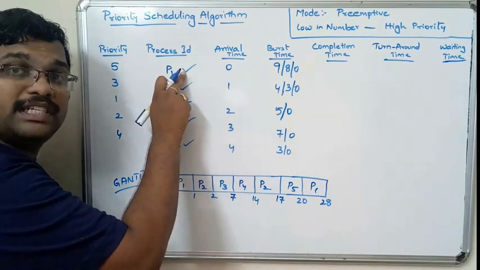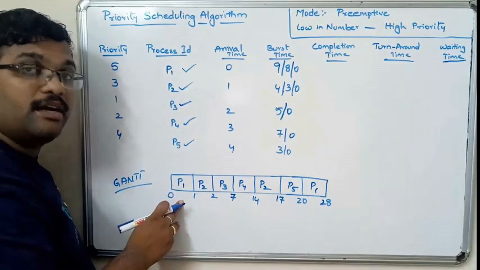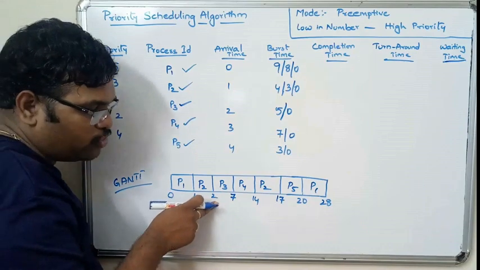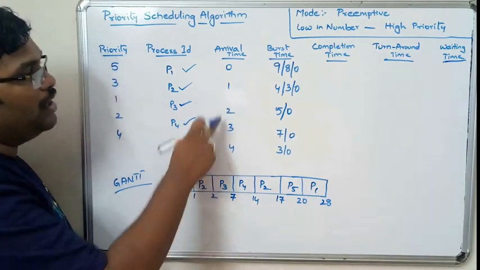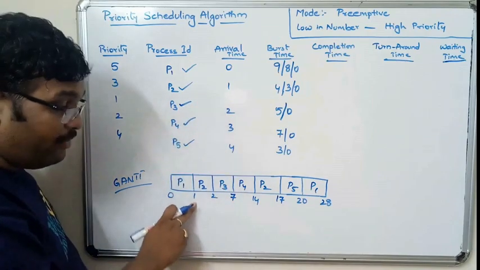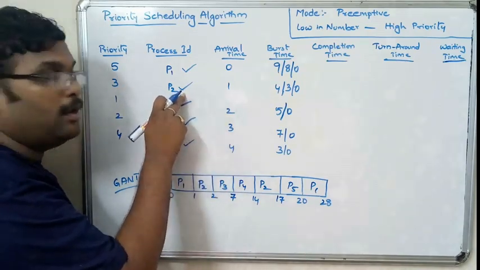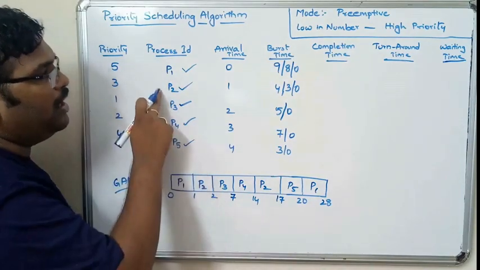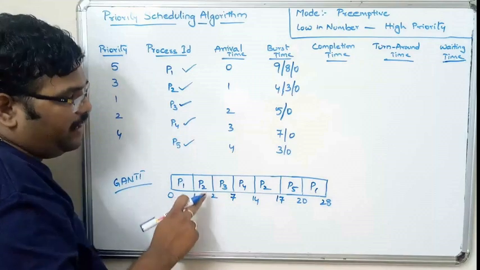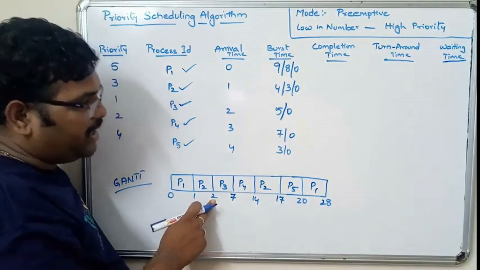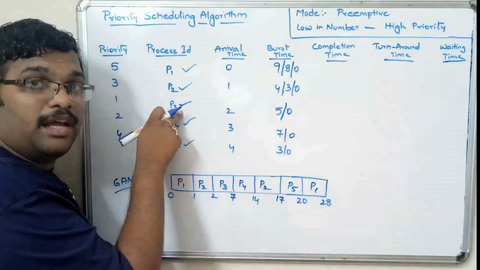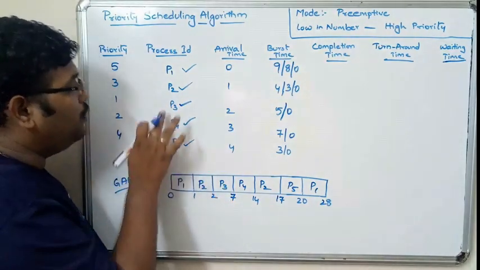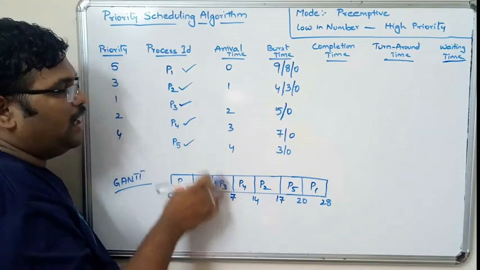At time 0, only one process is available, so that process is directly allocated to the CPU. It executes for 1 second, until the arrival time becomes 1, when another process is available which has higher priority than P1. So P1 is removed from the CPU and P2 is allocated to the CPU. At arrival time 2, another process is available in the ready queue which has higher priority than P2. Now P2 is removed from the CPU and P3 is allocated to the CPU.